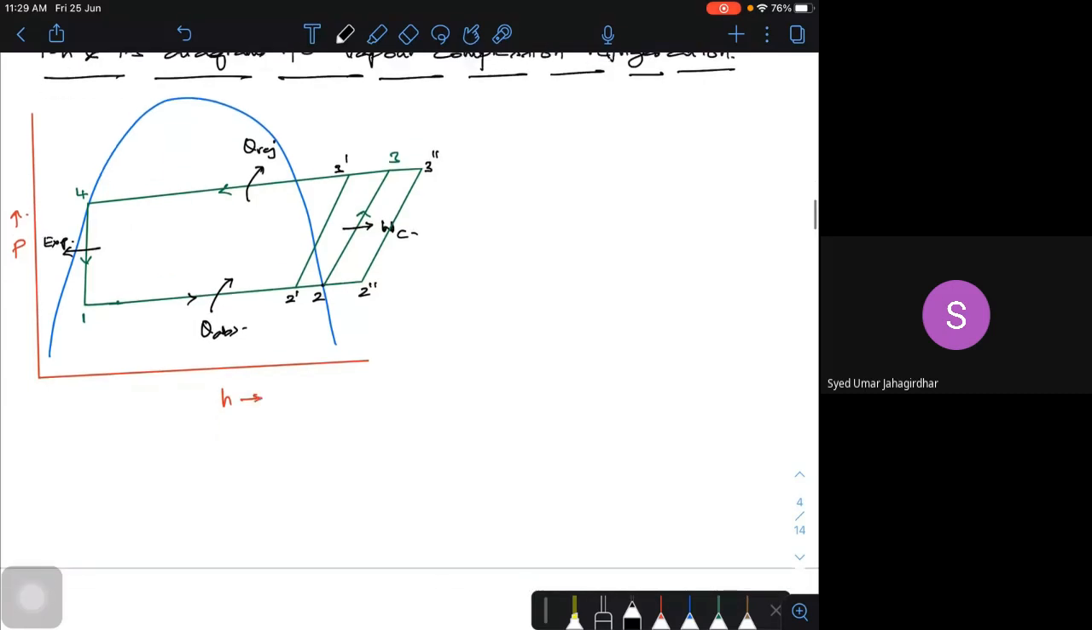Now, see, heat absorbed is the area under the curve. Look at this, the area under this curve. This is the amount of heat absorbed by the refrigerant in the evaporator, the area under this particular pressure-enthalpy curve, because that is what I'm going to get. The same thing I can check under the T-S diagram also.